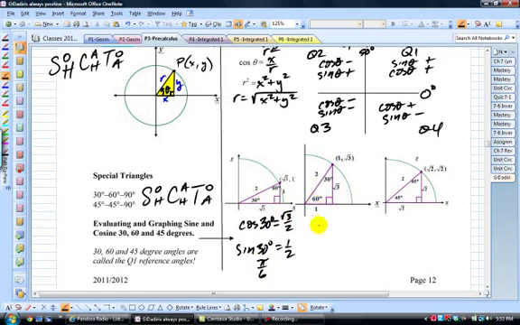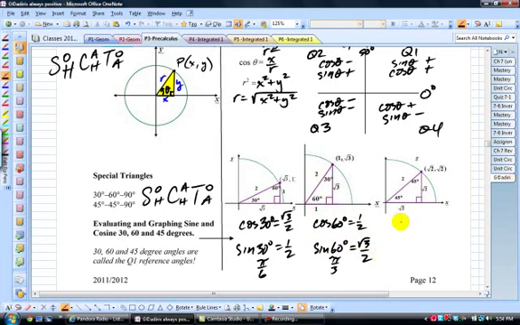Let's switch to 60 degrees. So let's take the cosine of 60 degrees, or pi thirds, and notice that it changes. It's adjacent divided by hypotenuse, so this is going to be 1/2. Whereas the sine of 60 degrees, or pi thirds, is going to be different. It's going to be opposite root 3 divided by hypotenuse 2. So root 3 over 2.